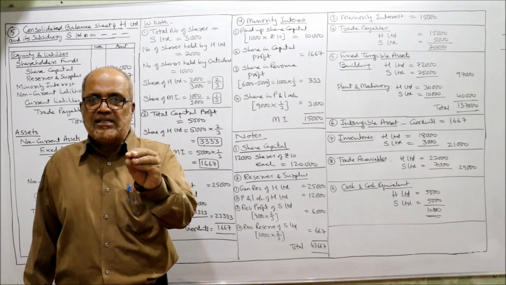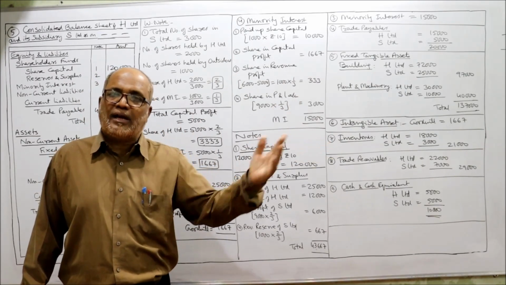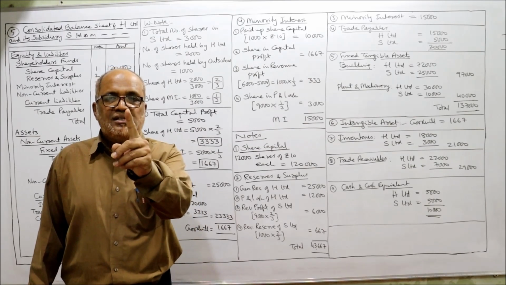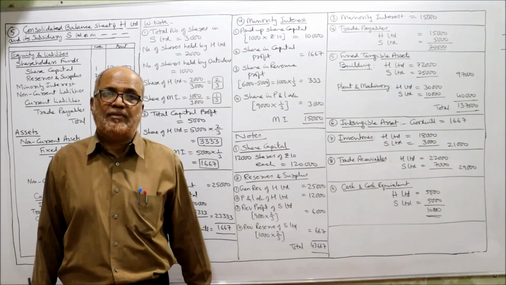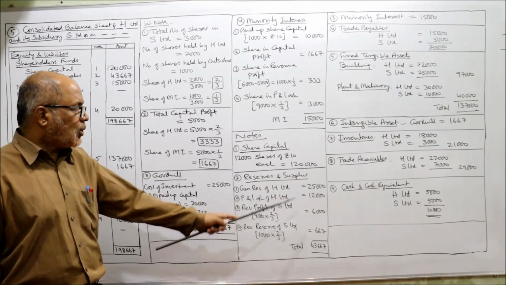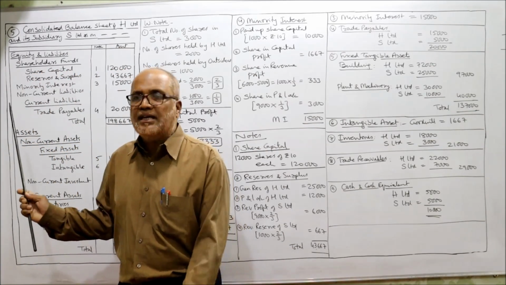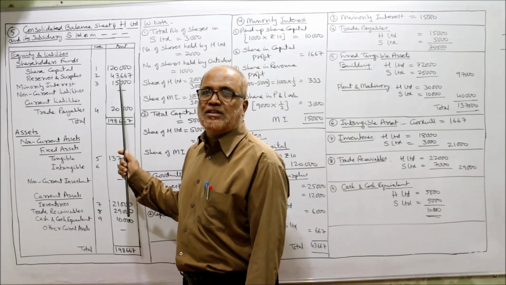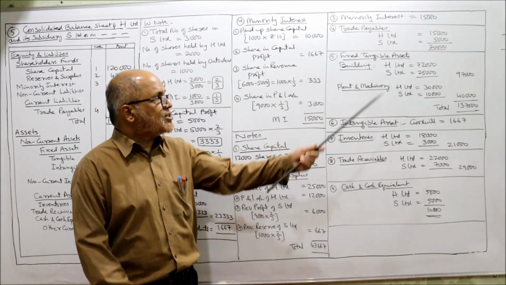Total reserves are 6,000. Out of 6,000, 5,000 are the reserves before acquisition. So 1,000 is the reserve created after acquisition. It's a revenue reserve. So 1,000 into 2 by 3, 667. The total of the reserves and surplus is 43,667. Take it here, reserves and surplus 43,667. Now note number 3 is minority interest.